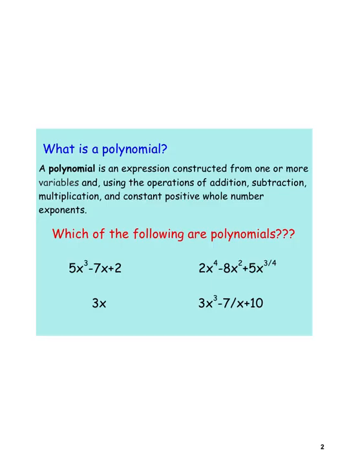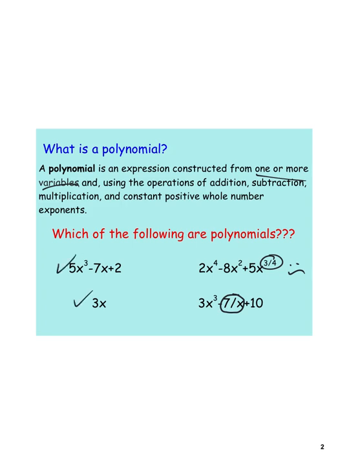So first of all, again, what's a polynomial? One or more variables, okay? And it uses the operations of really addition, subtraction, multiplication. And the exponents are positive whole numbers. So for instance, when you look at something like this, that would mean that's not a polynomial. Or even look at something like this, where it's 7 divided by x, so that would not be a polynomial.